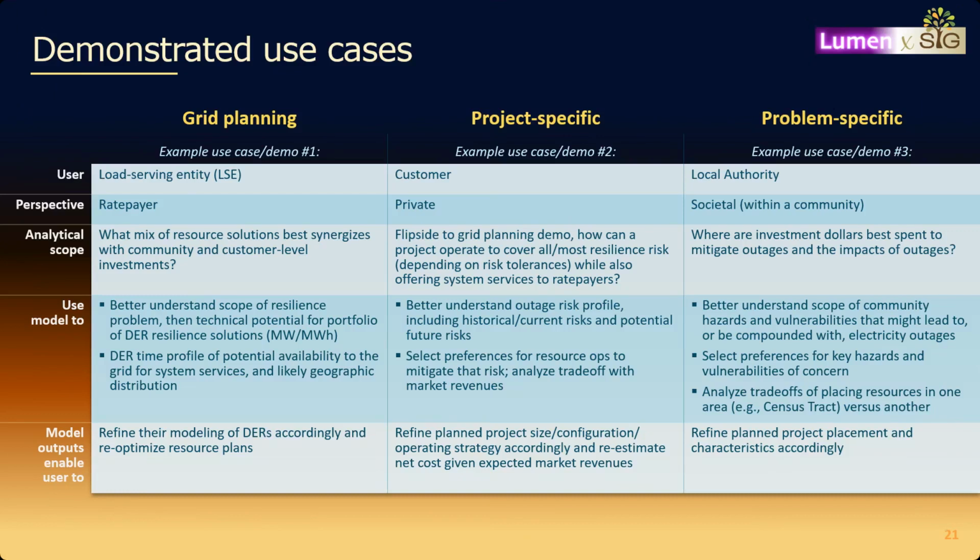And our third and final demonstration takes a problem-specific use case in which a local authority aims to determine where to allocate funds to mitigate outages and their impacts on their community. In this example, our model results can help better understand the scope of community hazards and vulnerabilities and quantify the trade-offs of placing different resources in different areas. Next slide, please.